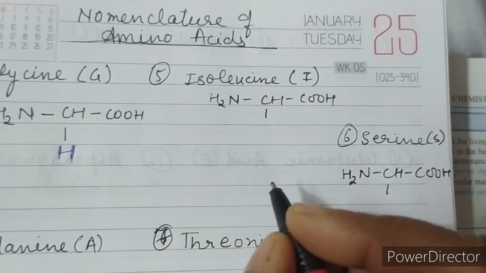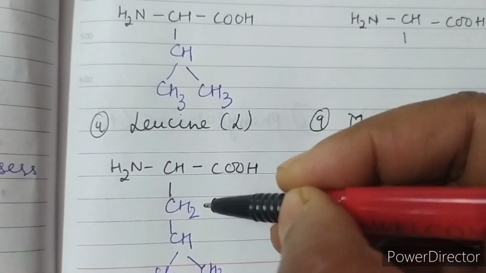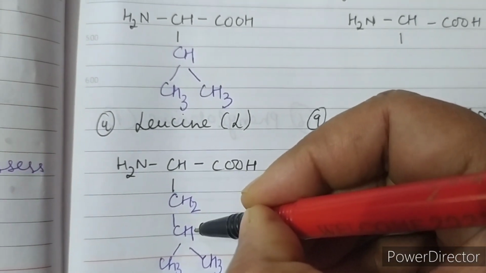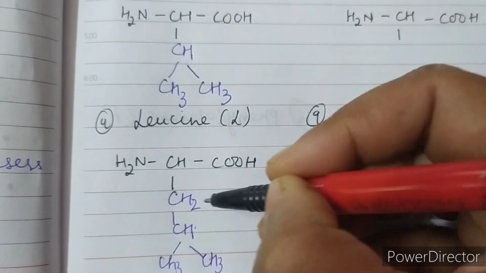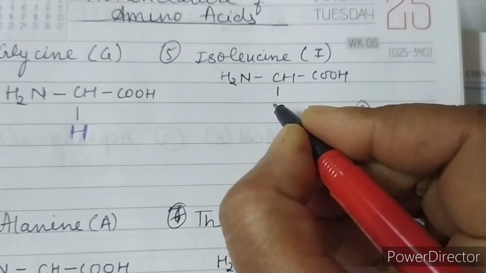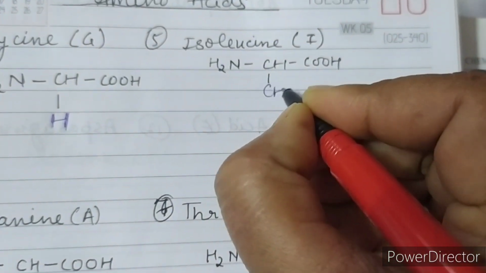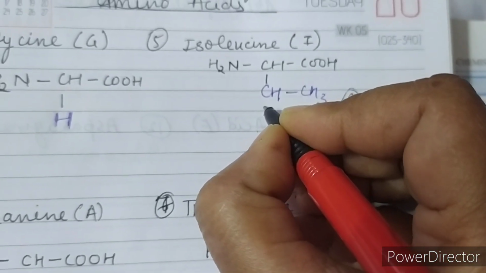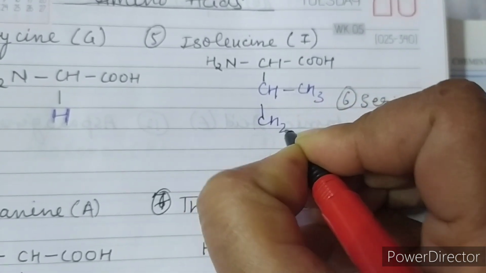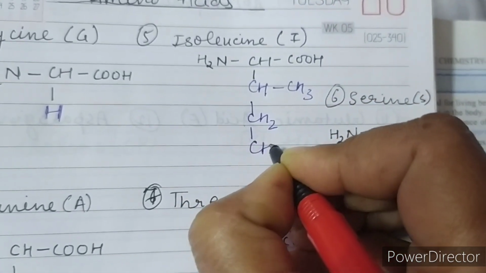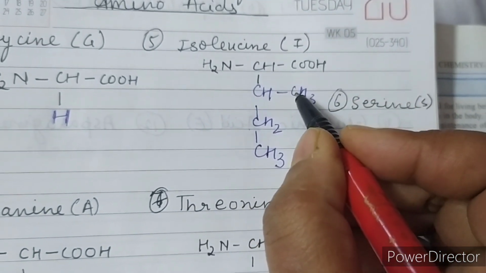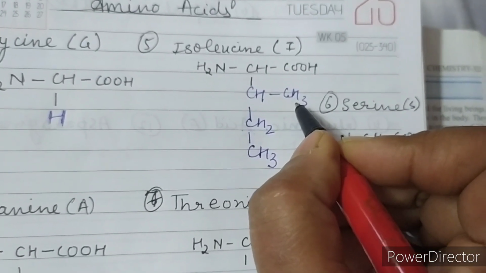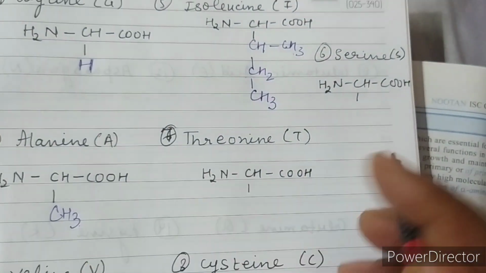Next is isoleucine. In the case of isoleucine, we will shift this 1 H to this carbon and 1 CH3 from here to here. So the structure will now be written as CH, CH3. I have shifted that CH3 to there, and next is CH2 and CH3. The hydrogen is transferred from here to here and 1 CH3 is transferred from this carbon to the first carbon. So this is called isoleucine or I.